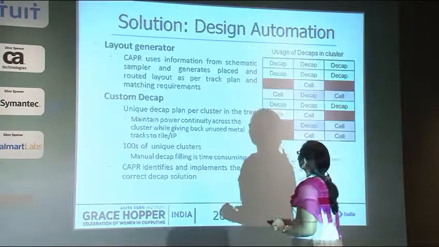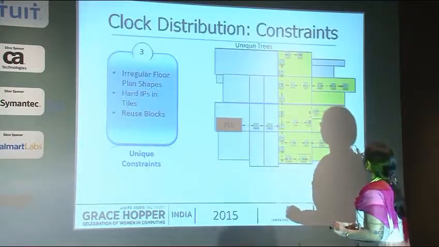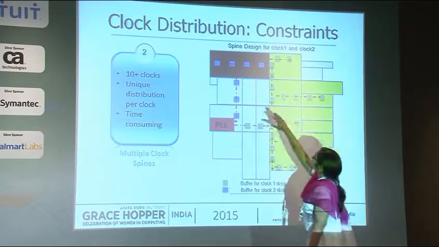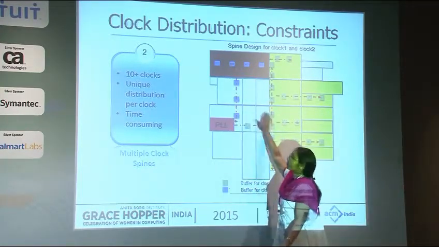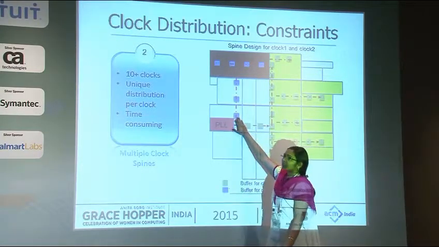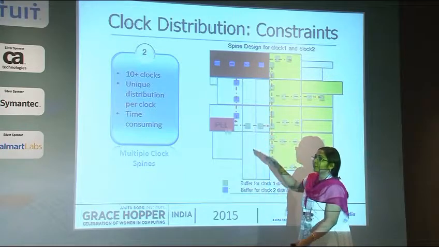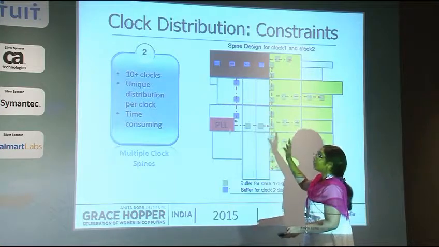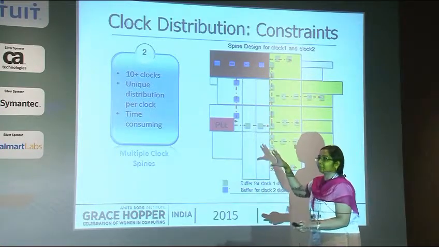If I explain more clearly here, there are these clocks, and the clocks are different. If you see, the blue is different and this is different. This clock distribution is different and this is different. We are making different spines for different clocks, but the power will be the same for all the buffers.